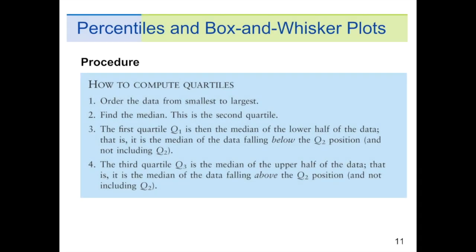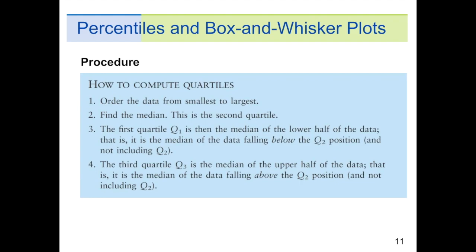First, order the data from smallest to largest. Second, find the median. This is the second quartile, so the middle number, which we've talked about being able to find. Third, the first quartile, Q1, is then the median of the lower half of the data. That is, it is the median of the data falling below the Q2 position and not including Q2.